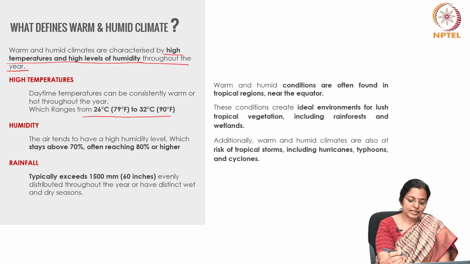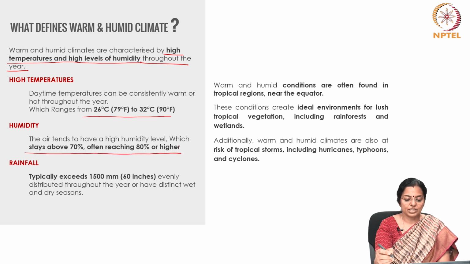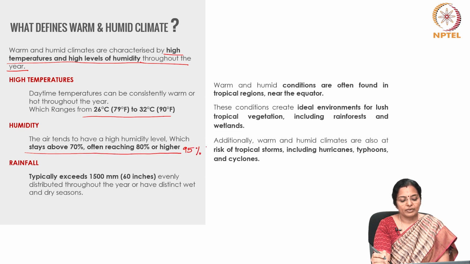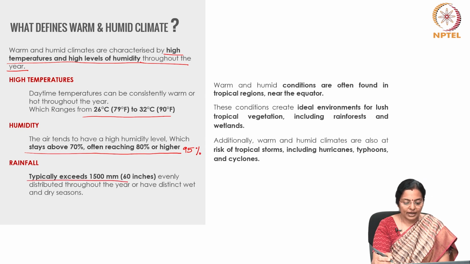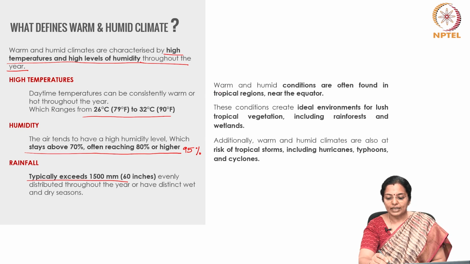As far as the humidity is concerned, the air tends to have a high humidity level which stays above 70% and often reaches 80% or even higher, sometimes going up to 95%, making the place very sultry. Rainfall typically exceeds 1500 millimeters, evenly distributed throughout the year, but has a very distinct wet and dry season. So, warm, humid climates are conditions that are found in tropical regions near the equator.